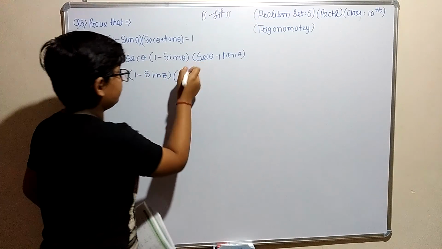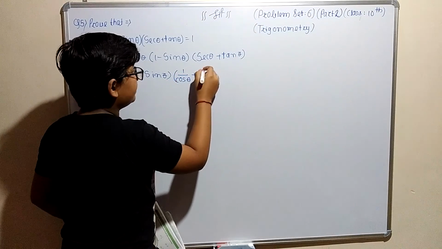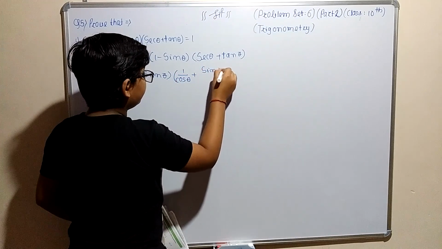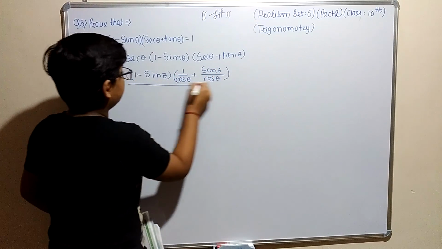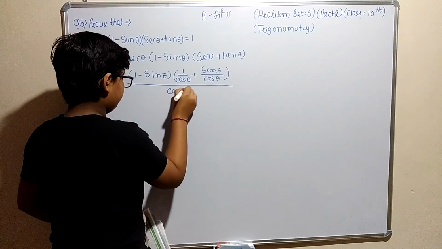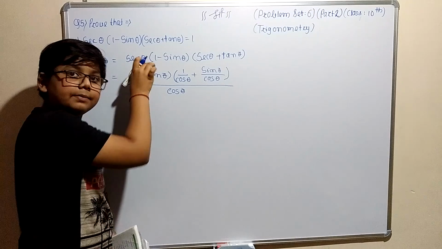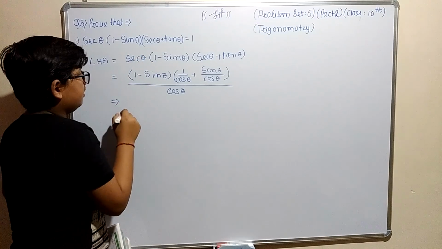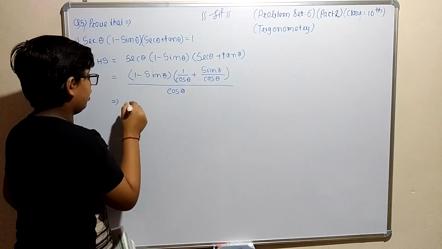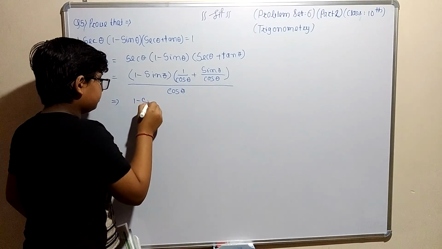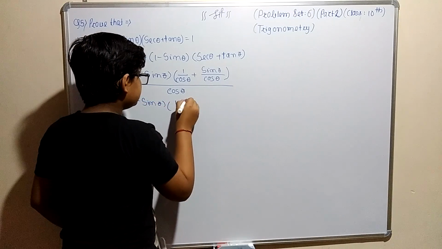Sec theta can be written as 1 by cos theta, plus tan theta can be written as sin theta divided by cos theta. Why is there cos theta here? Because we have taken the reciprocal, that is, sec theta can be written as 1 by cos theta. Now we will solve it. The denominator is common over here, so it will be (1 minus sin theta) multiplied by (1 plus sin theta) divided by cos theta.